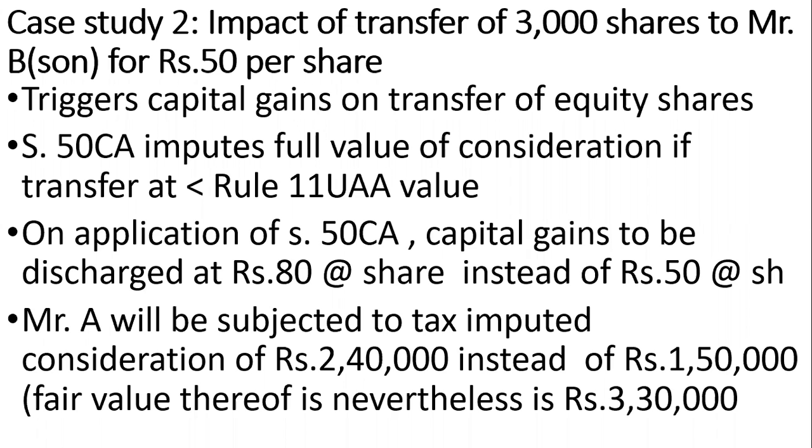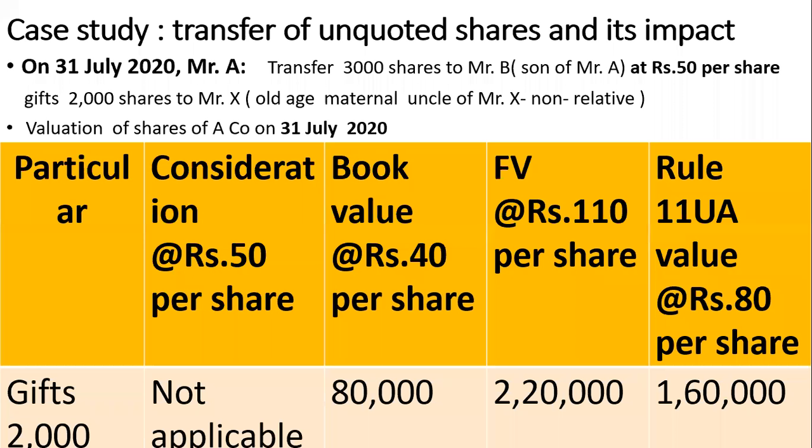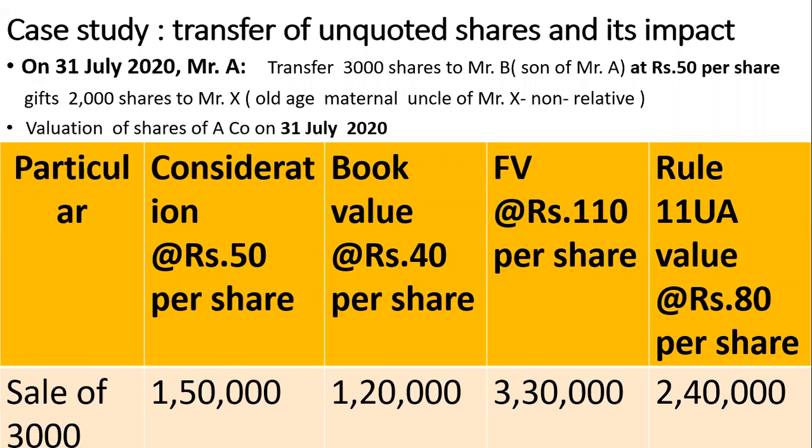for the impact of transfer of 3,000 shares to Mr. B for a principal triggers capital gain on transfer of equity shares. 50CA imputes full value of consideration if transferred at less than 11UA. So here he sold at 50. He received consideration 50. But for the purpose of this consideration, value would be taken as 80. Let us go here. So here 2,40,000 would be the valuation, 1,50,000 is the consideration.